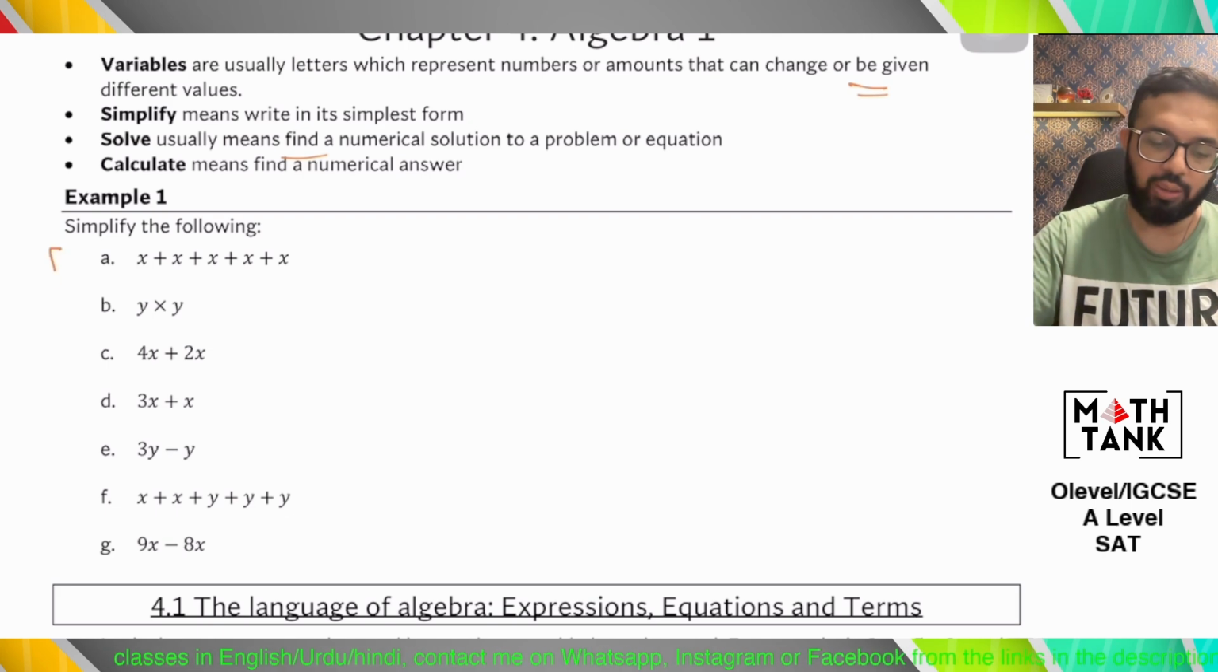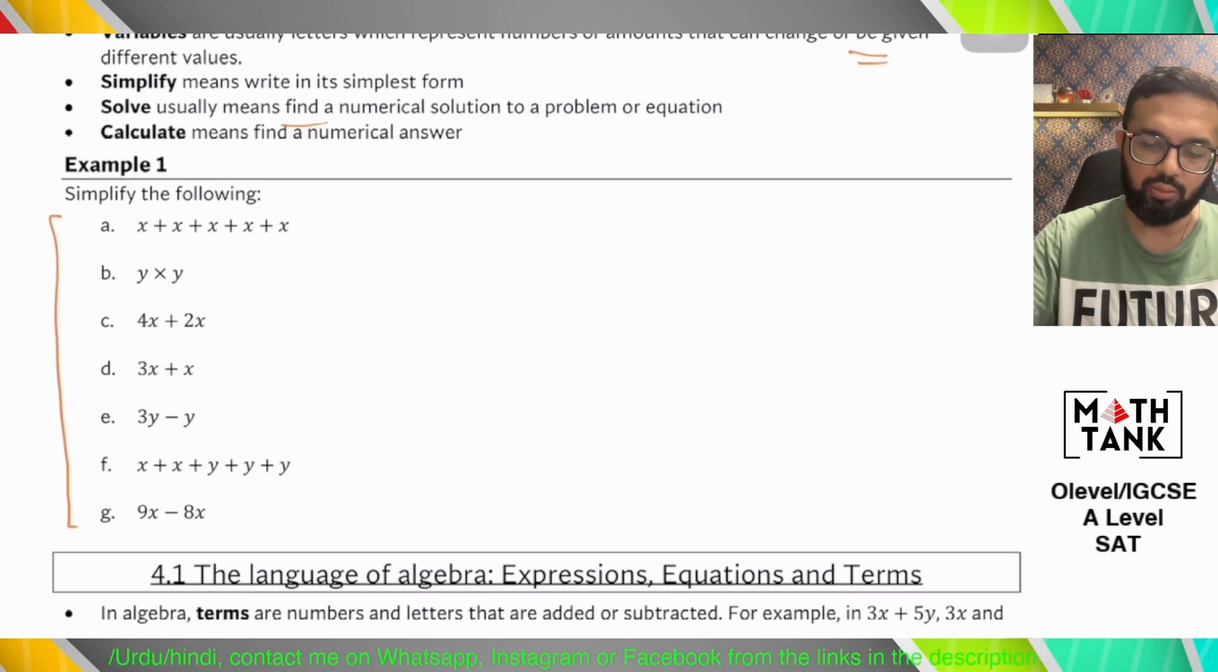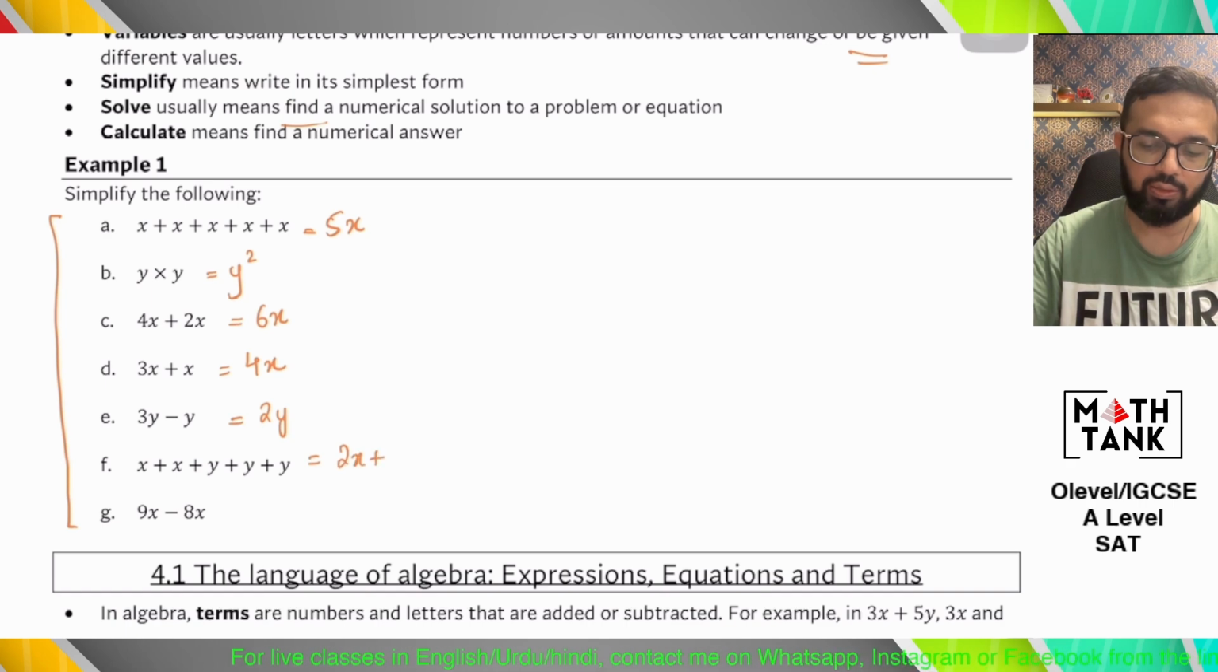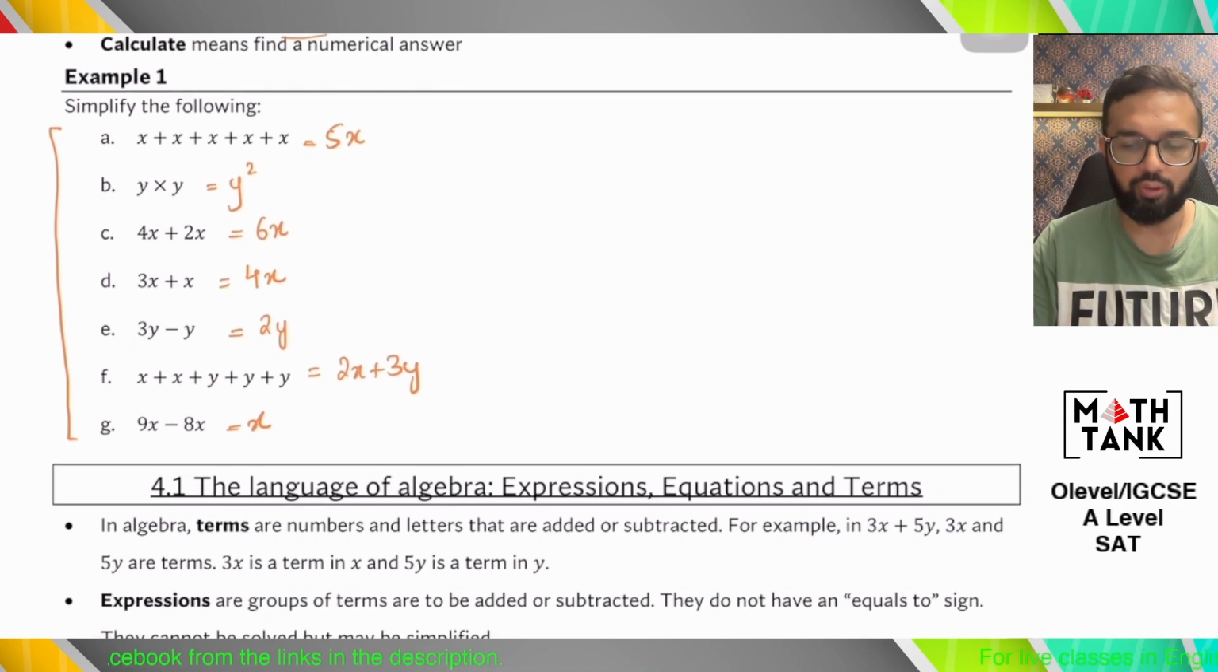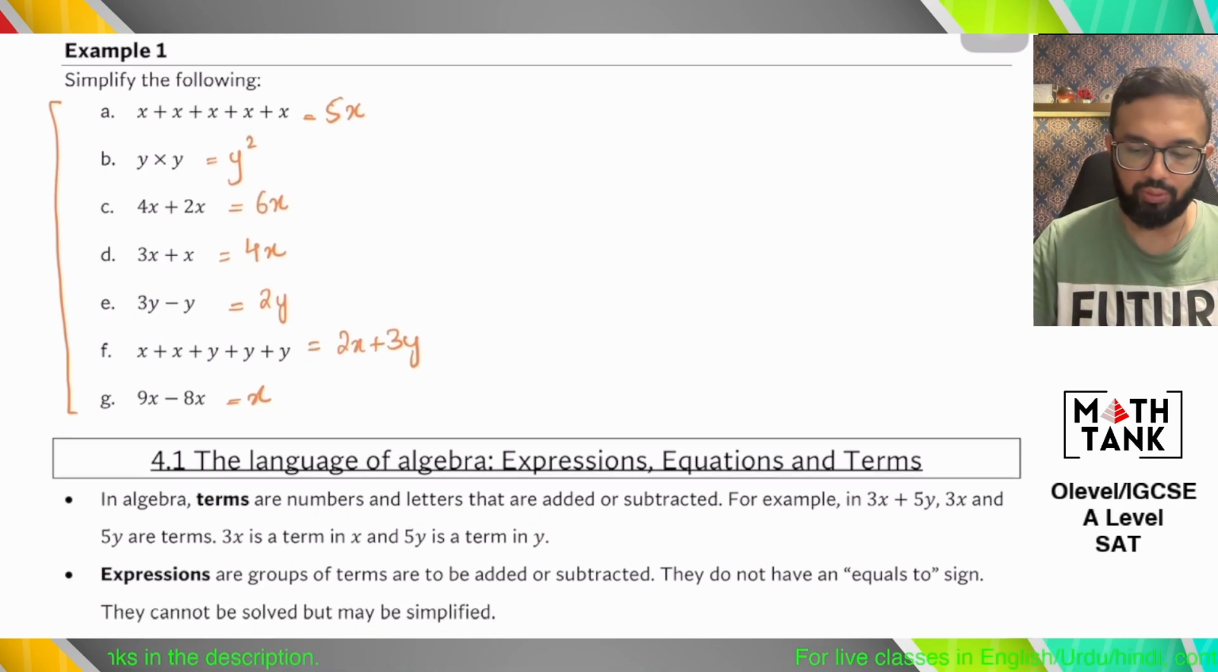Okay, when you're solving equations, this is just a precursor, and let's see how much you already know. So this should become 5x, this should become y square, should become 6x, should become 4x, should become 2y, and 2x plus 3y, and this should become x. Okay, these are the things that are there. If you already know them, that's excellent. If you don't, we will talk about these as we go on.